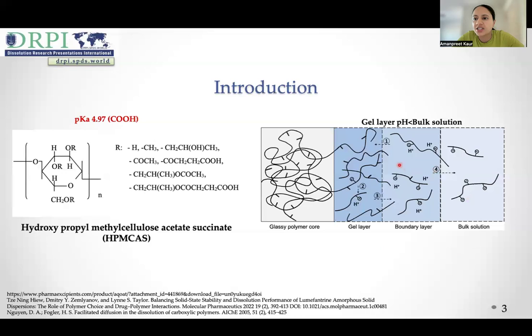Because of ionization and liberation of protons, gel layer pH could be less than the bulk solution depending upon the buffer capacity of the medium. Therefore, polymer ionization, its interactions with the aqueous environment, and drug polymer interactions can considerably alter the dissolution outcome of HPMCAS ASDs.